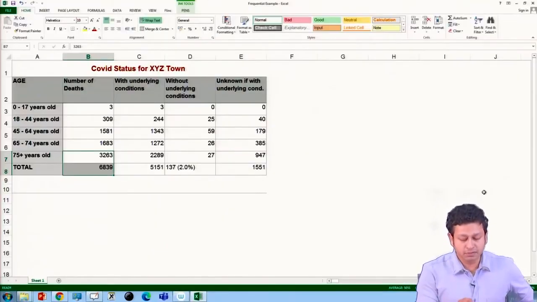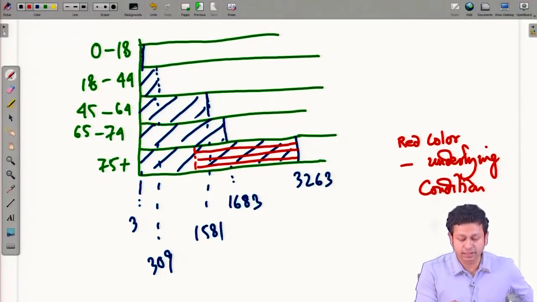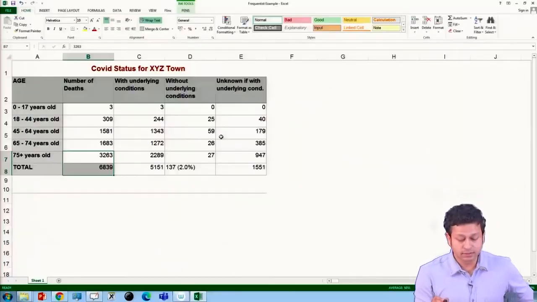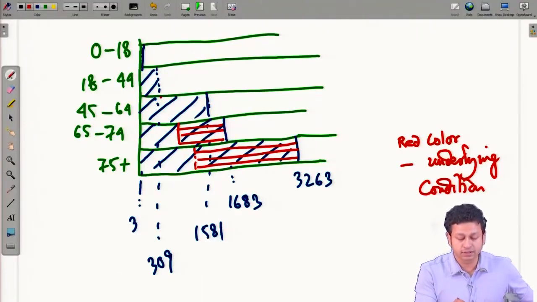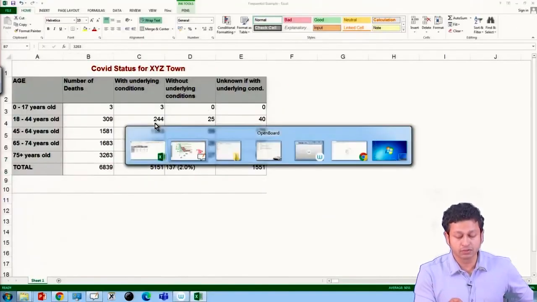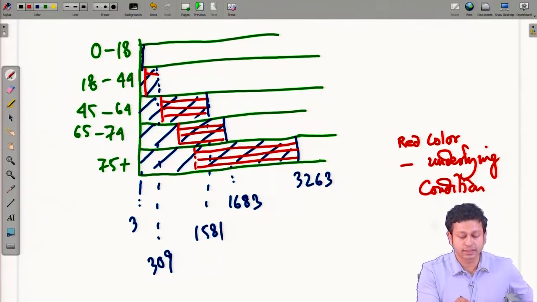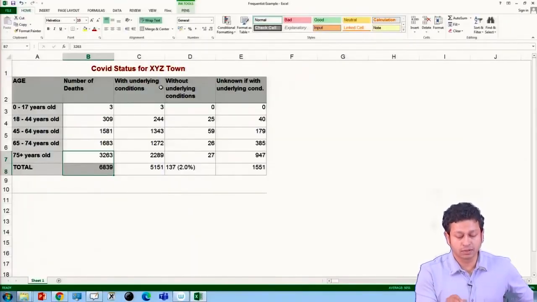The group above, the number of people who died with condition is 1272, something like this, let us say 1272, and the one above we had 1343, let us say like this, all right, and the one above we had 244, so like this, and the one above, all 3 of them.